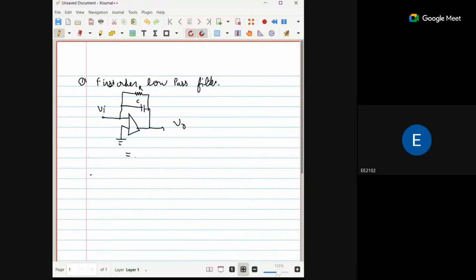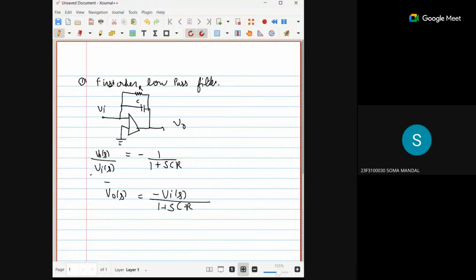So the transfer function of this is minus 1 upon 1 plus SCR. The transfer function is V naught of S upon V I of S. So from here we can find the output V naught of S is V I of S times minus 1 upon 1 plus SCR.